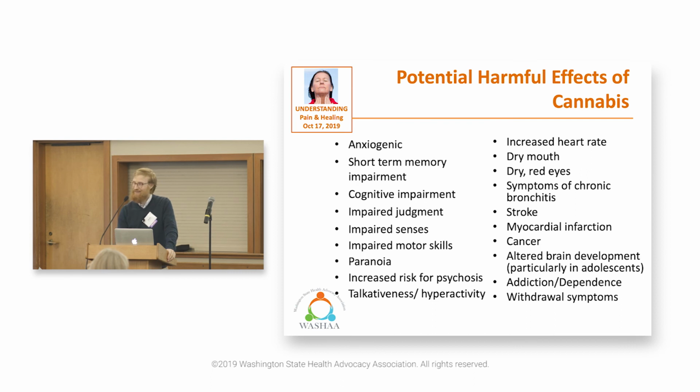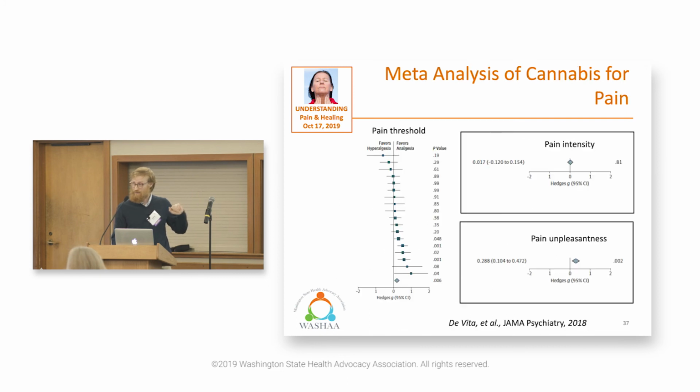Oh, I'm running out of time. So I'm just going to highlight a couple here that are particularly important, which is impaired cognition, judgment, and potentially increased risk for psychosis and an increased risk for heart attack. I'm just going to touch briefly upon a couple of studies looking at cannabinoids and pain, and then I'll take any questions with the panel.